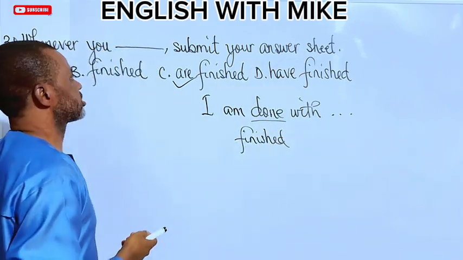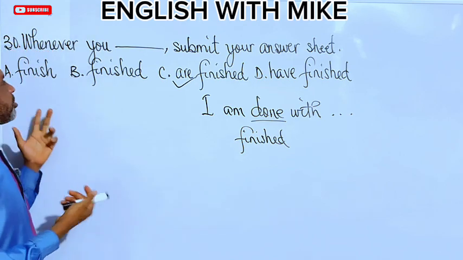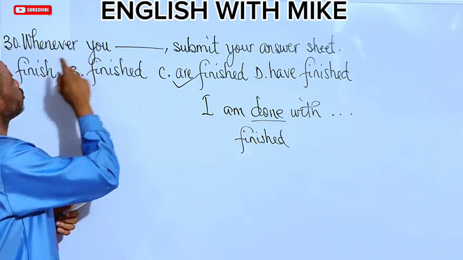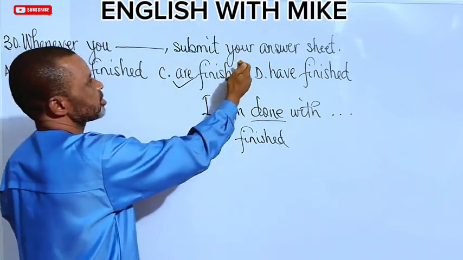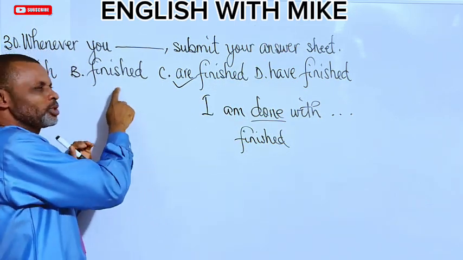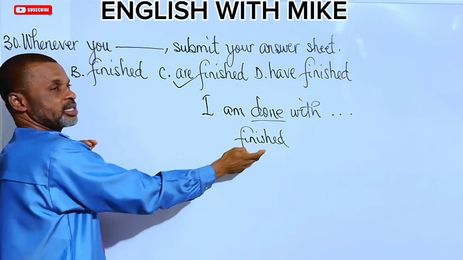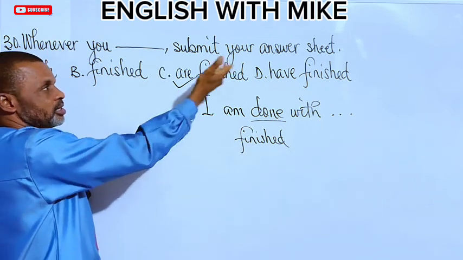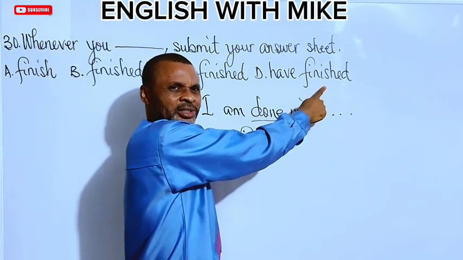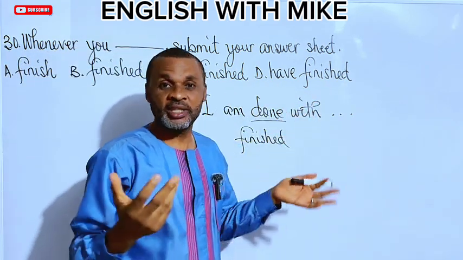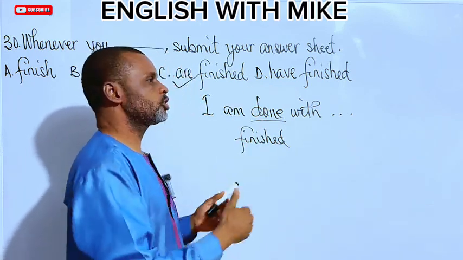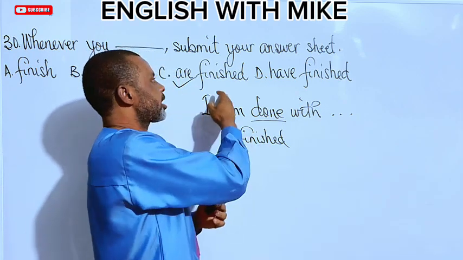What is the problem with this? Well, it simply means do. You can't even replace done. So whenever you do, comma, submit your answer sheet. Does it make sense? Whenever you did, we're using this to replace this. So whenever you did, comma, submit your answer sheet. Does it make sense? Or whenever you have done, come on. Have you ever said whenever you have done? So what we usually say is whenever you are done, which is you are finished.